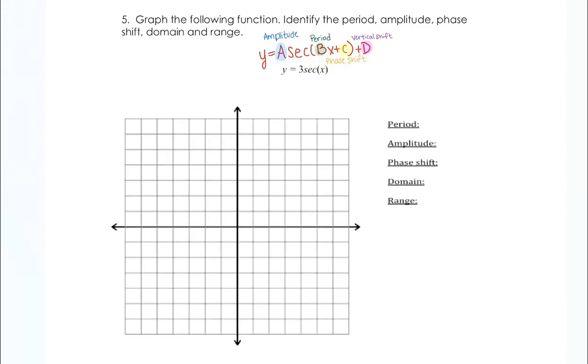In our function, our a is going to be 3. Amplitude is always positive, so just keep that in mind. Even if it was -3, our amplitude would still be 3.